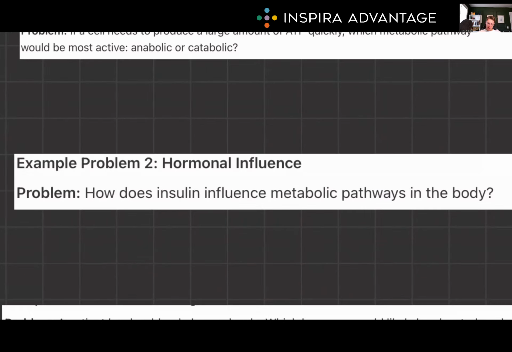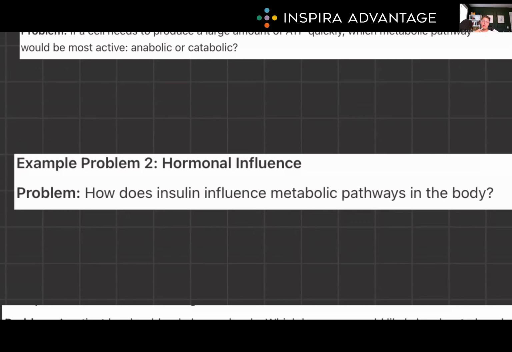For our second question, how does insulin influence metabolic pathways in the body? I want you to tell me broadly what insulin is doing. Or I guess tell yourself. Take a few moments to think about this, talk out loud, write it down, whatever works best for learning. I'll give you the answer in 3, 2, 1.